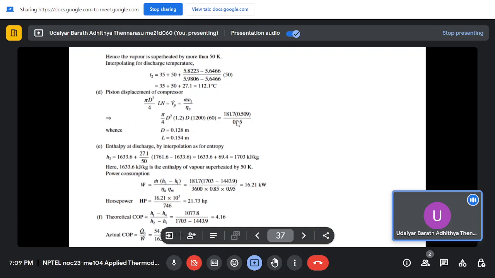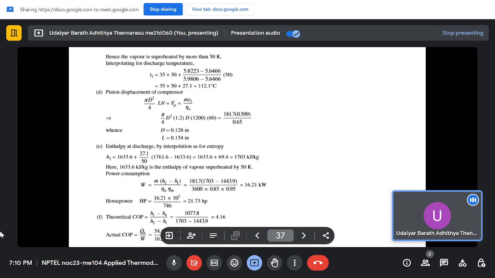So this will come out to be, using this, diameter is 0.128 meter and L is nothing but 1.2 times diameter, so L is 0.154 meter. So these are the piston dimensions, the cylinder dimensions.